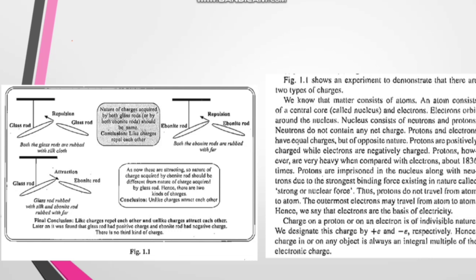And if initially I rub this ebonite rod with fur and then bring another ebonite rod, they will start repelling each other. Why? Because if I take one positively charged body to another positively charged body, they are like charges, right? Like charges, their nature is repulsion. They will repel each other.